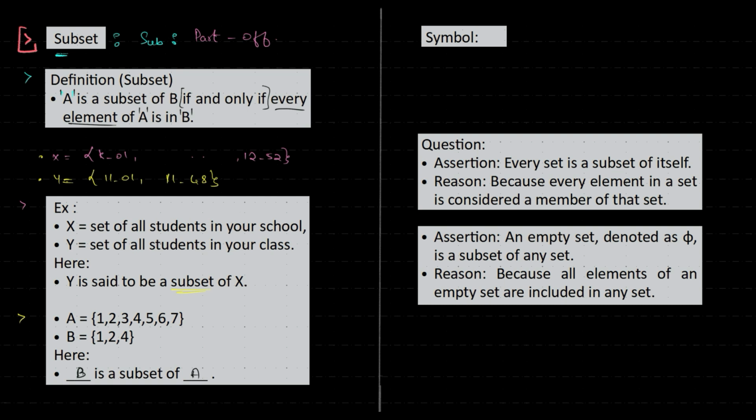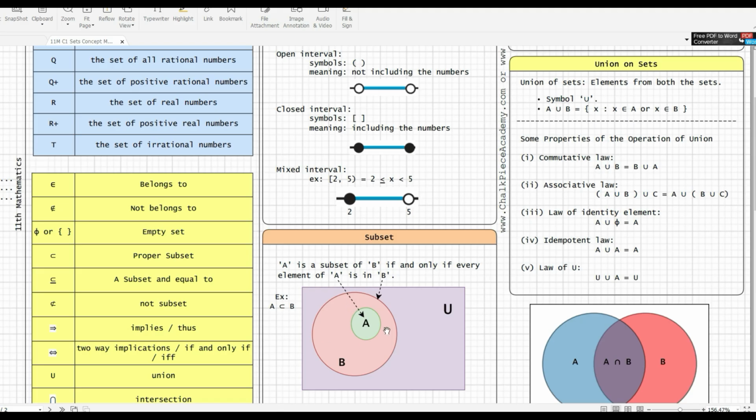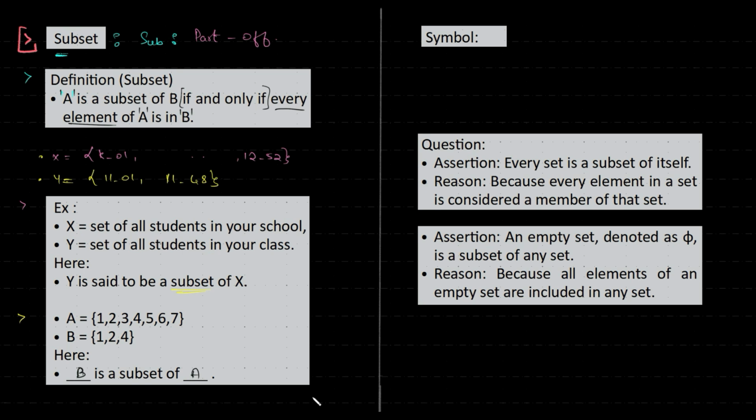A better way to visualize this is over here. So we have A is a subset of B if and only if every element of A is in B. So whatever is in A is part of B. So B is this huge circle. Okay, so we have A to be within that B. Right? So there is a lot of aspect that we need to understand. We're just getting introduced to the idea of subset.